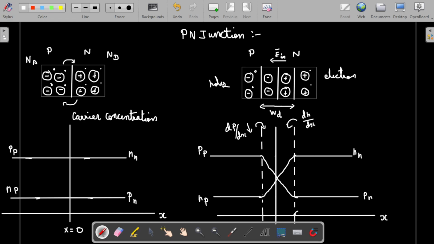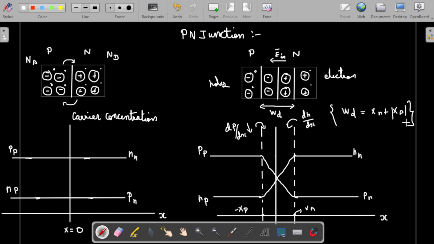So this point we will call xn, and this point we will call minus xp. This mentions the p region, and this mentions the n region, because we have taken the reference x equal to 0 here. Further, if the depletion region increases, the charge carrier depletion will start increasing from that side. So now we can clearly say that WD will be equal to xn plus modulus of xp. This is one of the very important terms.